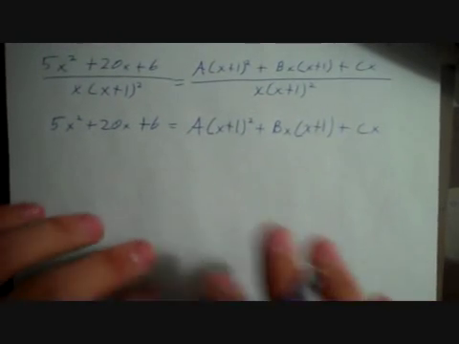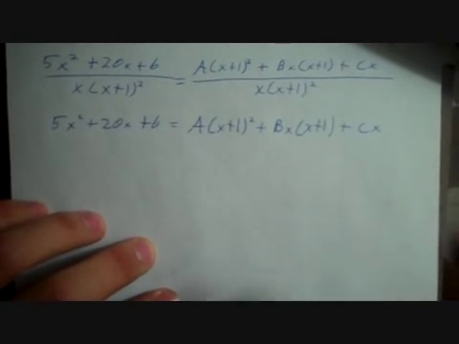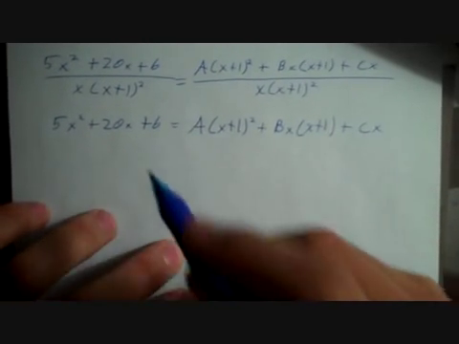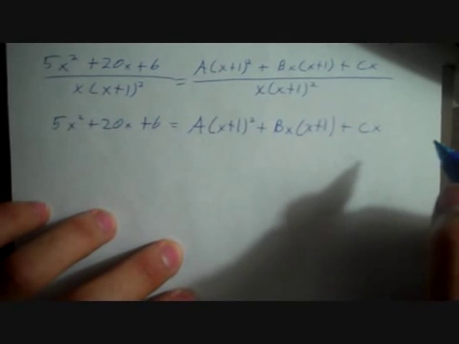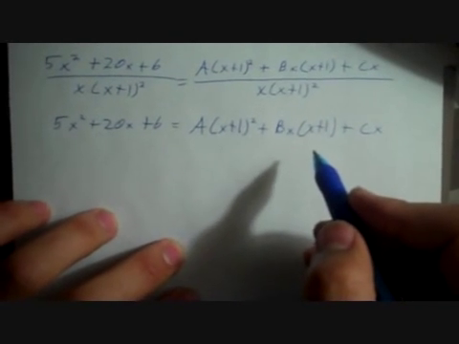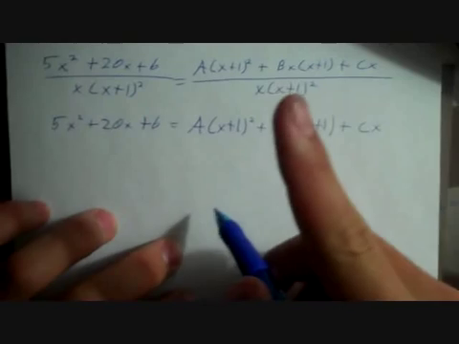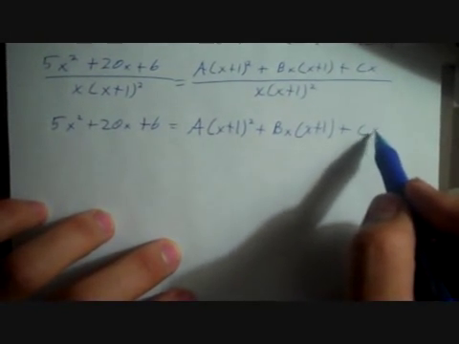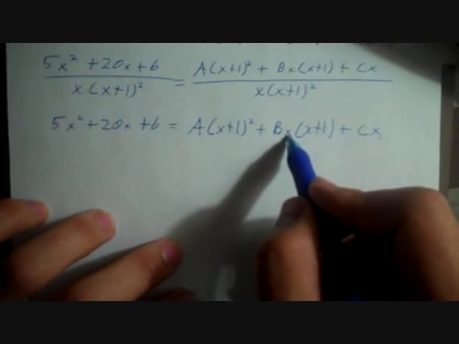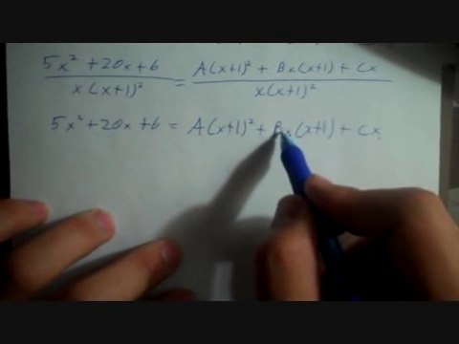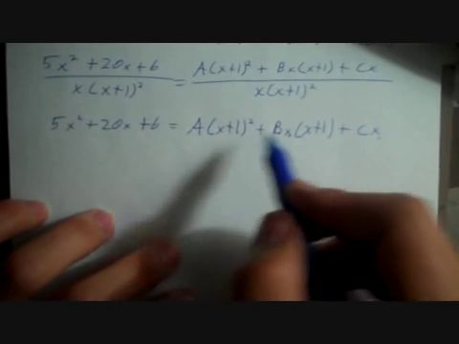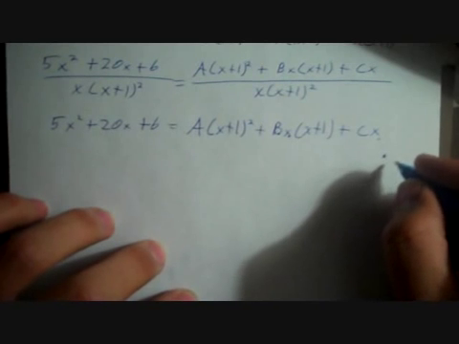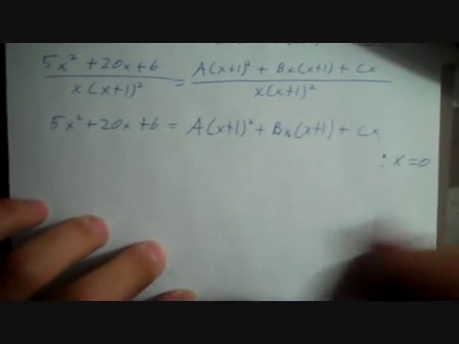Alright? So now, just like our other video, we're going to pick convenient values for x so that we can solve for a, b, and c. One obvious convenient value for x would be 0, because if x equals 0, we'd have c times 0, so c would disappear. We'd have b times 0, so b would disappear. So then we just have a. So let's try where x equals 0.